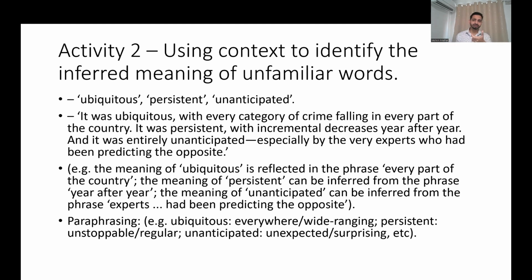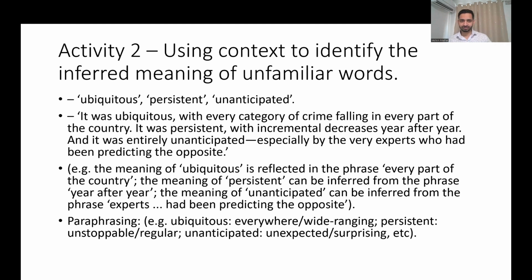Okay, so if we analyze the first one, what is the phrase that hints at the meaning of ubiquitous? The meaning of ubiquitous is reflected in the phrase every part of the country. If you look at every part of the country, that means it's everywhere, right? So ubiquitous means everywhere. It was present everywhere that every category of crime is falling. So ubiquitous should mean that everywhere, every part of the country, it is falling. Okay, so that's how I will think of the meaning if I don't know the meaning.